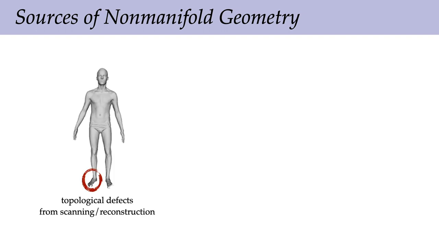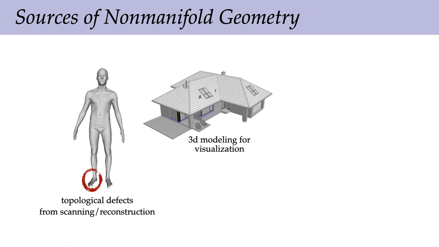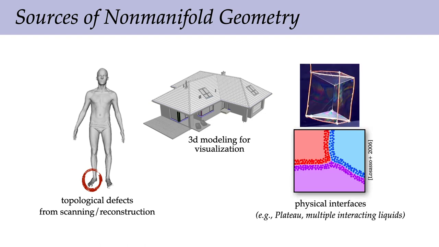Non-manifold geometry comes from a couple different sources. The first of which is plain old topological defects, mistakes and errors that range from scanning procedures to buggy algorithms that just keep showing up in our data. Sometimes, however, we intentionally create non-manifold geometry, for instance, to concisely create 3D models for visualization. Perhaps the most interesting case is physically non-manifold surfaces, such as soap films or the interfaces between interacting liquids that we might want to simulate. So all of these cases can lead to non-manifold meshes, and it's really important that our algorithms be able to process them.